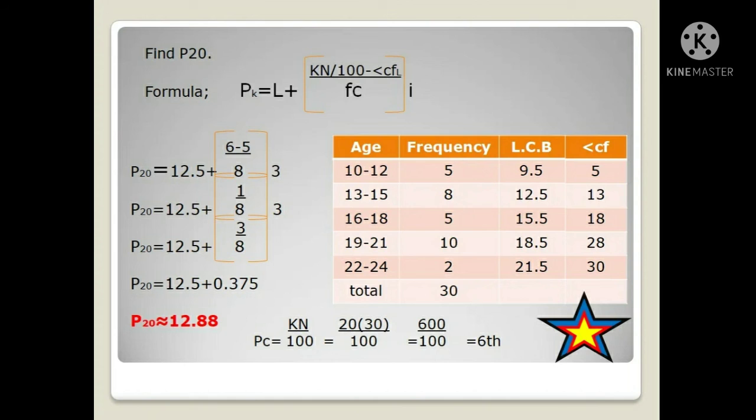6 minus 5 is equal to 1. Then 1/8 times 3 is equal to 3/8. Then add 12.5 is equal to 12.88. P20 is approximately 12.88. Therefore, 20% of the data is lesser than 12.88.